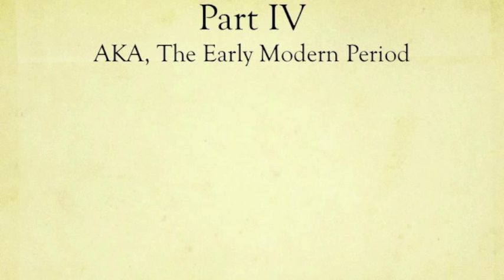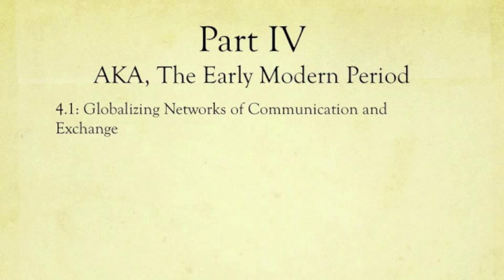So there are 3 key concepts for this part. The first one is 4.1, globalizing networks of communication and exchange. And that's when we talked about how things went from being located in smaller areas, maybe between regions, to the whole world. And that's with the introduction of the Americas.